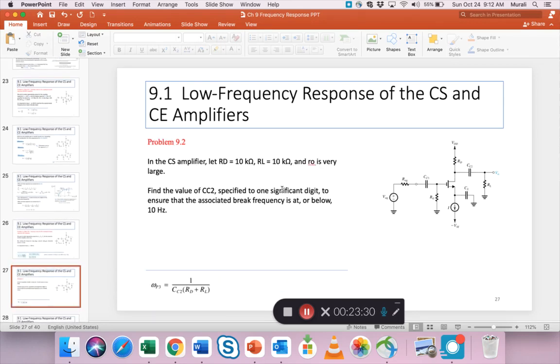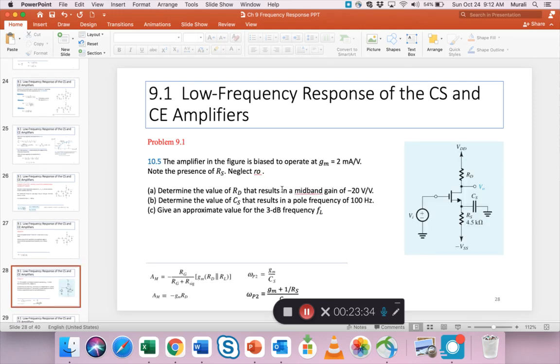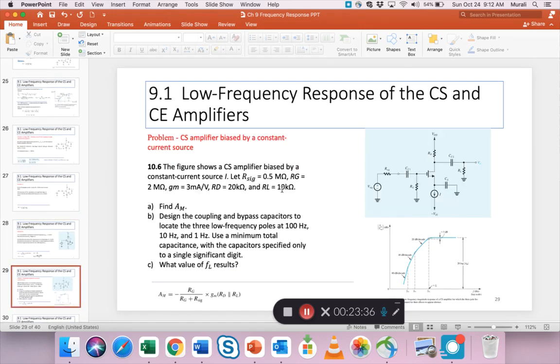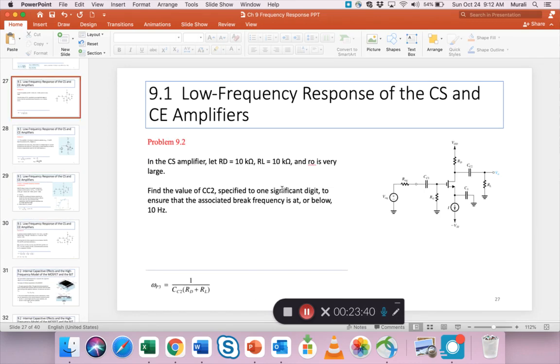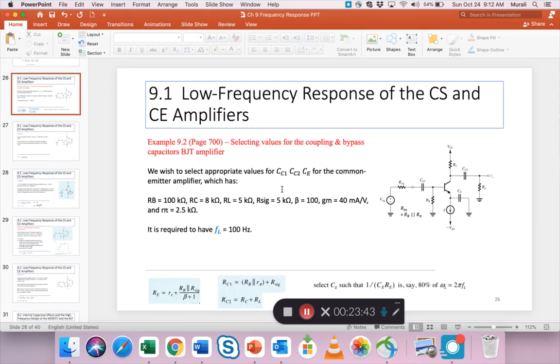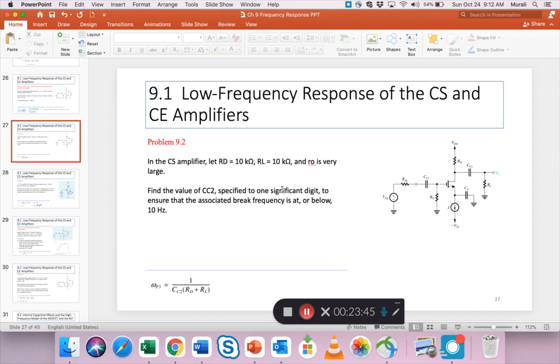Now I have a few problems from the back. I think I've got 1, 2, 3, 4. So I've got 4 problems to cover from the back to cover the same material. So let's look at each one of them. So this shouldn't take too long.